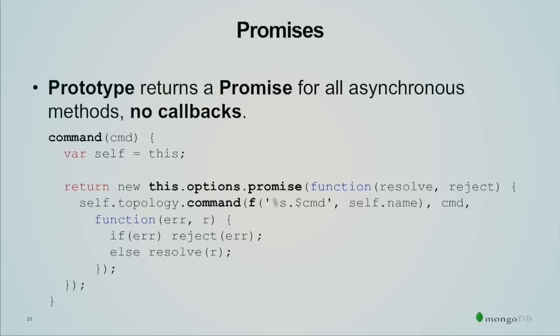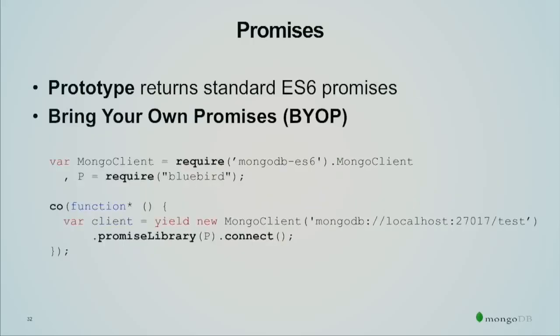The reason it has this options promise is that one of the biggest things about promises is that everybody wants to bring their own promise library. I wanted to ensure that that was possible, so I said, BYOP, bring your own promises, all right? People love Bluebird, Q, there's a ton of them out there. To do that, it's fairly simple. Once again, we put it inside of a generator. Before we do connect on Mongo client, we do dot promise library. We pass it the promise function of whatever promise library is the flavor of the month, and then do connect.